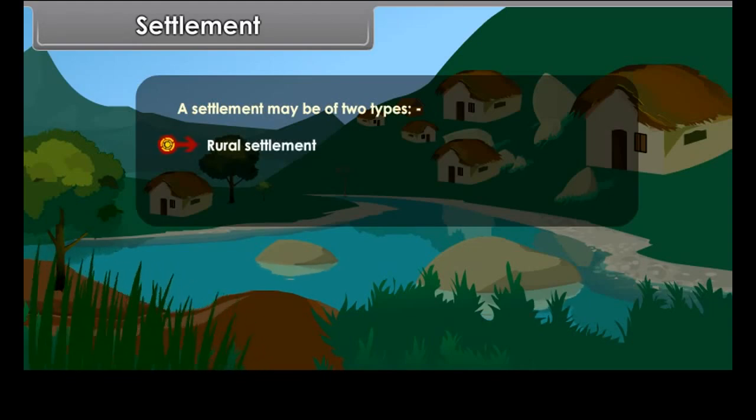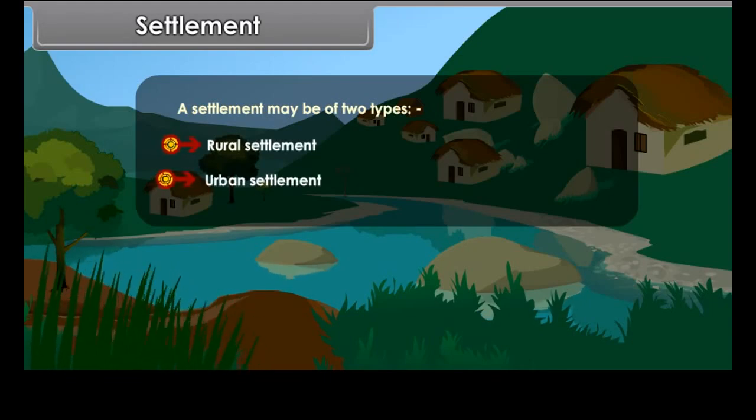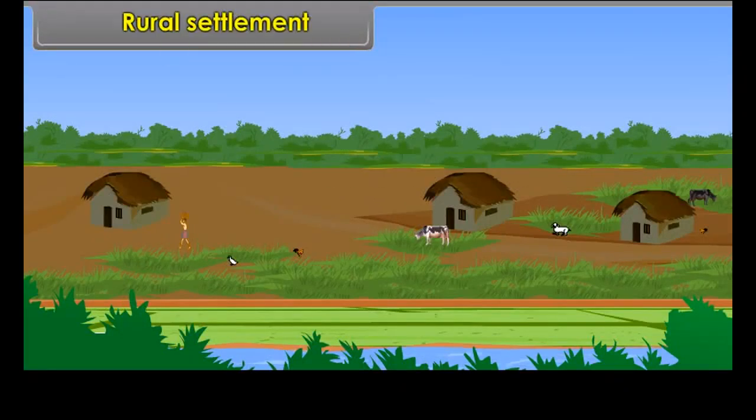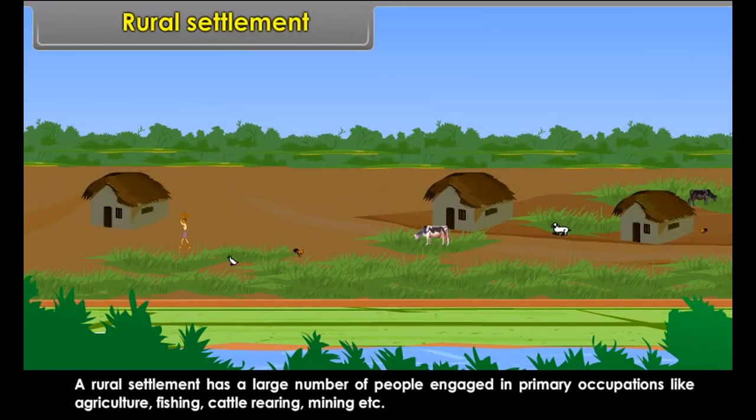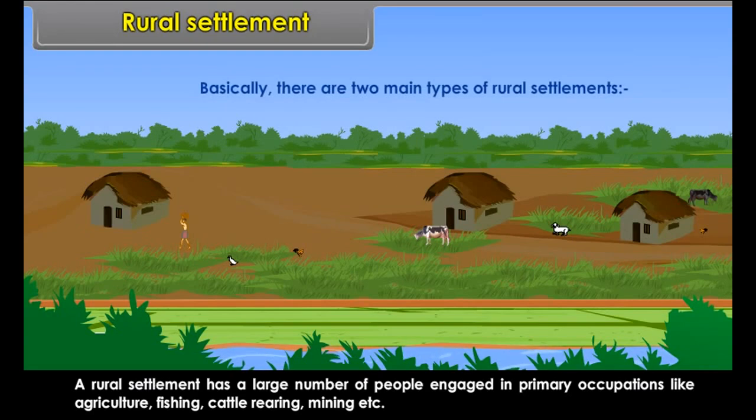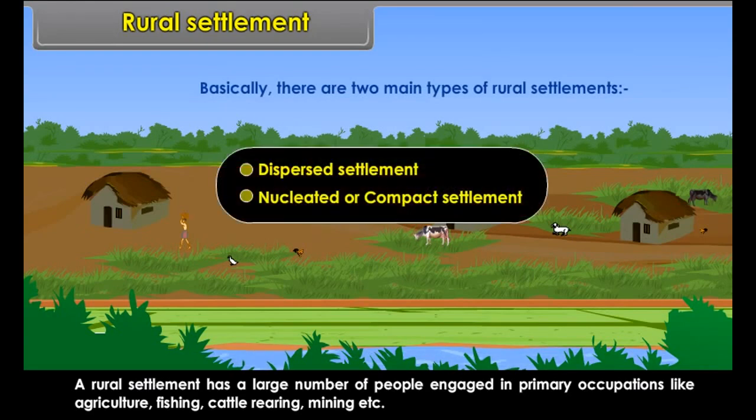Rural settlement, urban settlement. Rural settlement. A rural settlement has a large number of people engaged in primary occupations like agriculture, fishing, cattle rearing, mining, etc. Basically, there are two main types of rural settlements: dispersed settlement, nucleated or compact settlement.